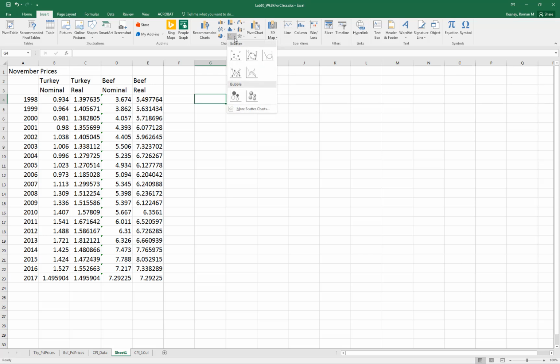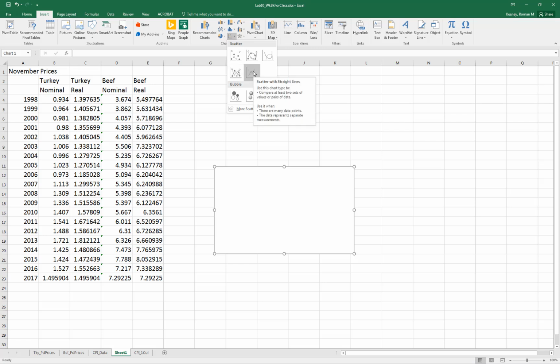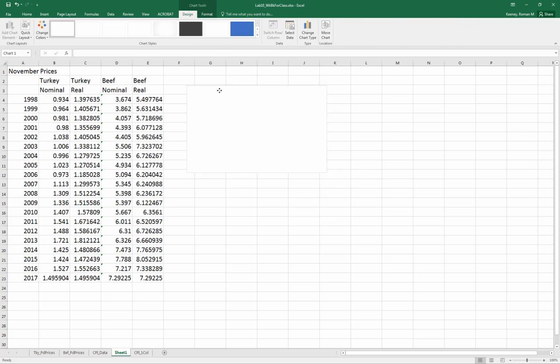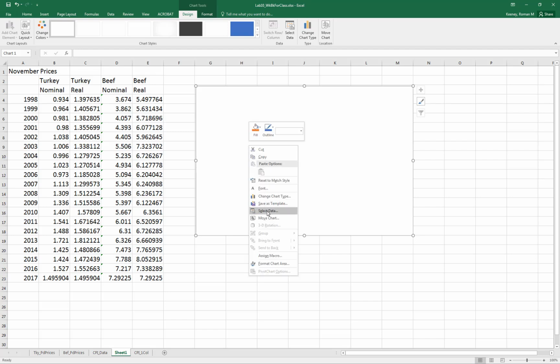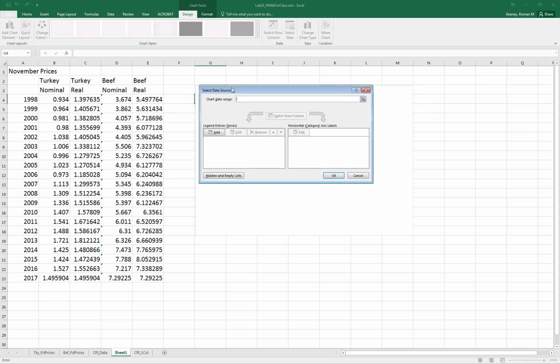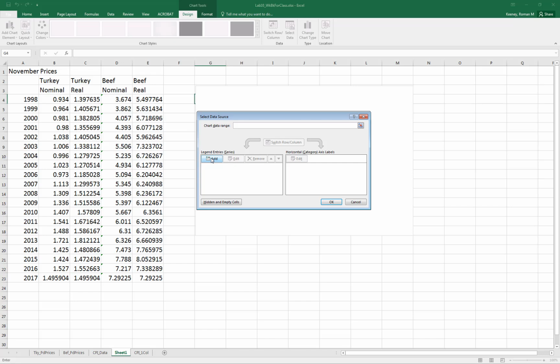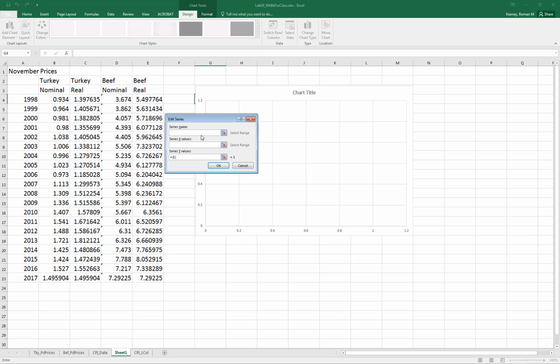And so if you click the little down arrow next to it, you can actually pick this one, which is straight lines connecting dots, or this one, straight lines without the dots. I think I'll go with that one. And so what you end up with is this graphing space that doesn't have anything in it yet. So you can right click, go to select data, and now it's just waiting for you to add some data series to it.